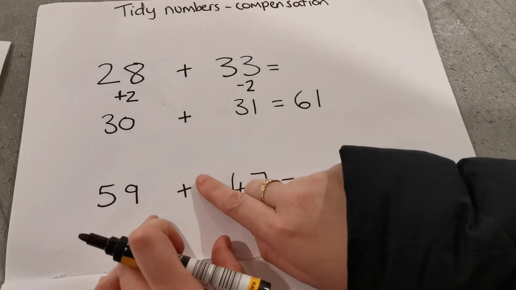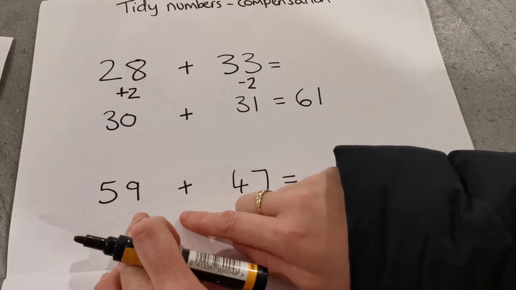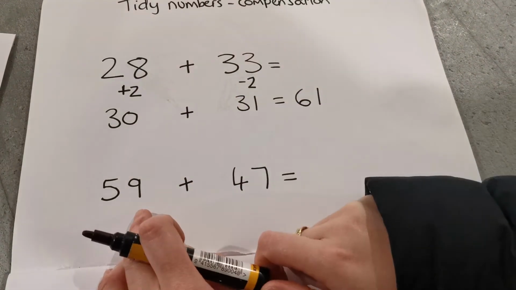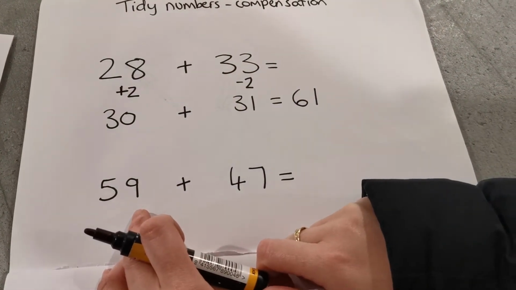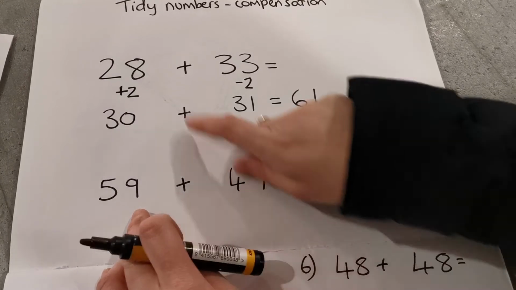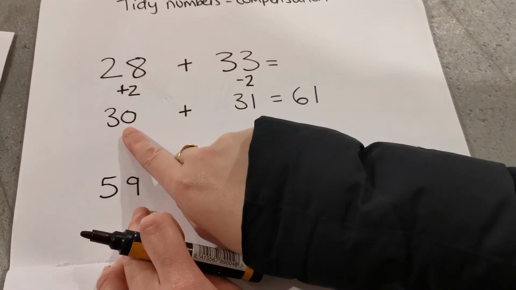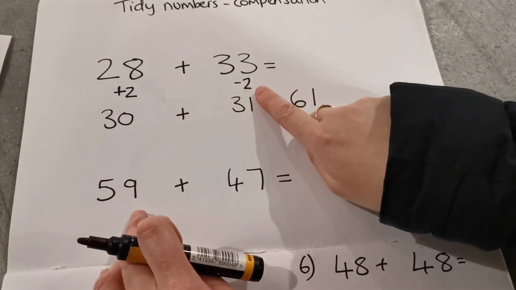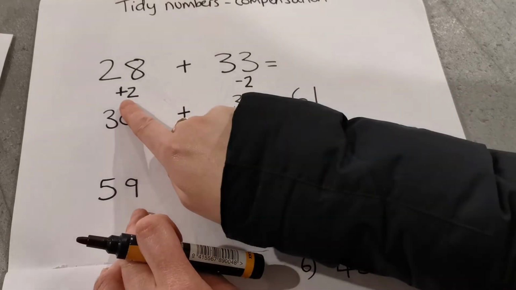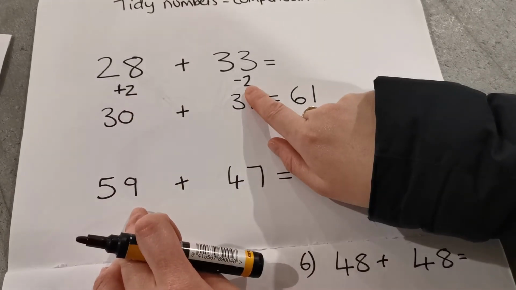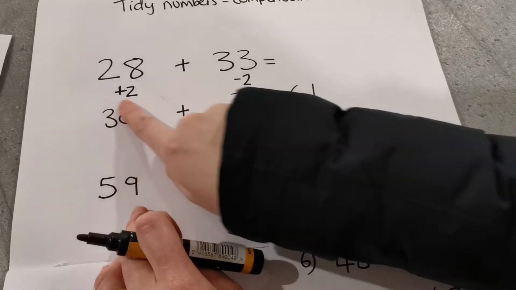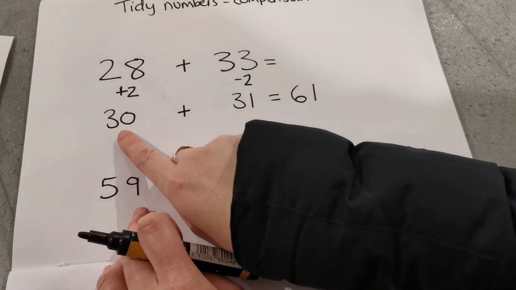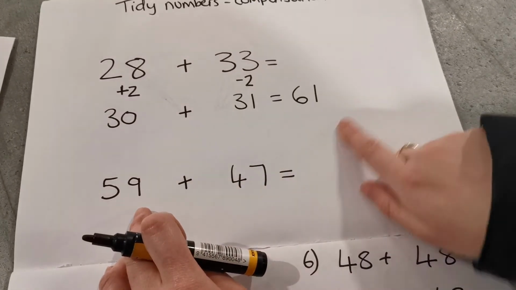I'll just go through that once more. So thinking about tidy numbers, they are numbers that end in a 0. We look at our equation, we go, how can I turn one of those numbers into a tidy number? I can add 2 more to make 30, but if I add 2 more here, I need to do the opposite on this side. So plus 2 minus 2, they're the opposites of each other. So 33 minus 2 is 31. So my new equation is 30 plus 31 equals 61.